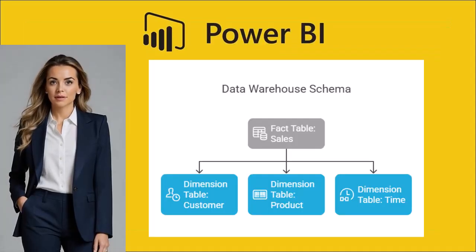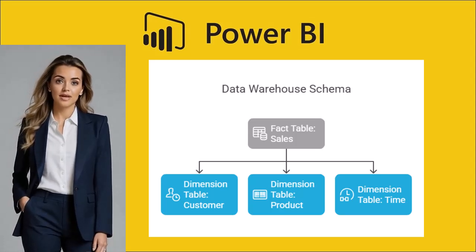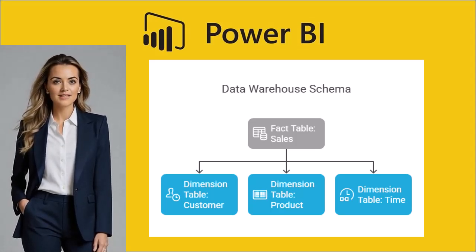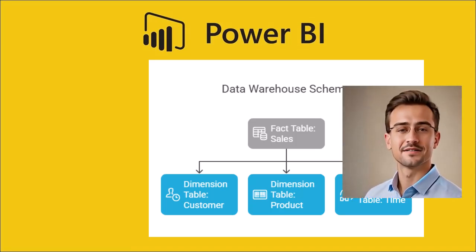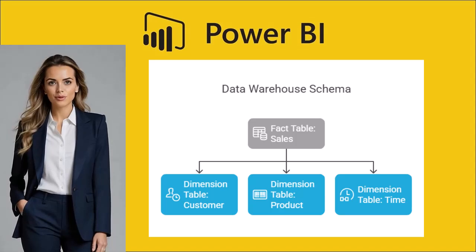In a star schema, we have a central fact table, like sales, and it connects to dimension tables like customers, products, and time. So less repetition and more organized? Yes, it's fast for querying and great for reporting.